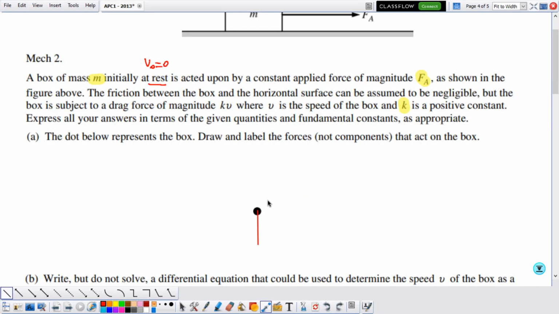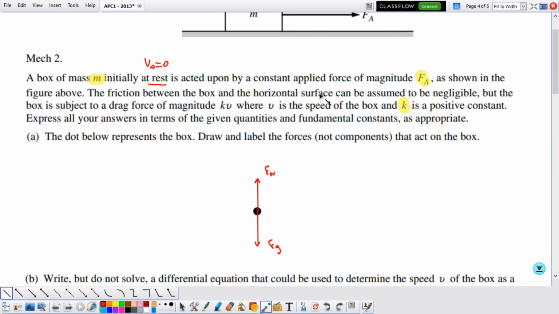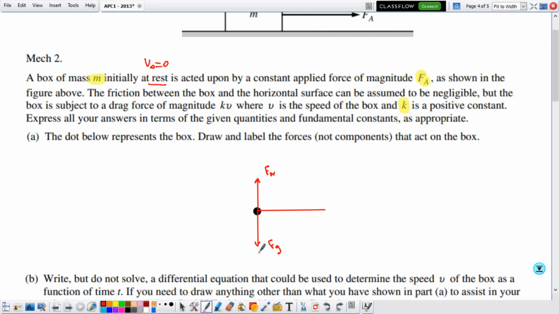and it will be balanced by the normal push. So I will try to draw the normal push equal in magnitude to the pull of gravity. That's the pull of gravity, and that would be the normal push. We have the pushing force, the applied force of magnitude Fa, which is considered horizontally to the right. And we have the drag force.